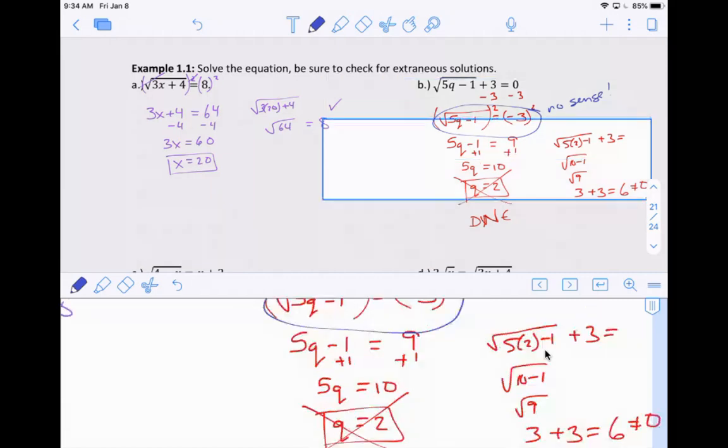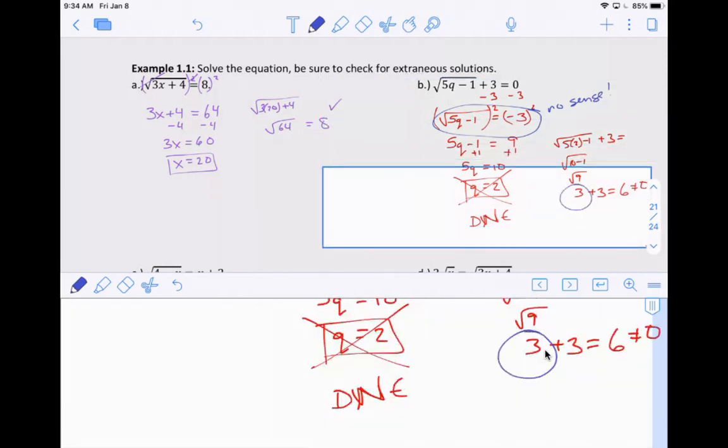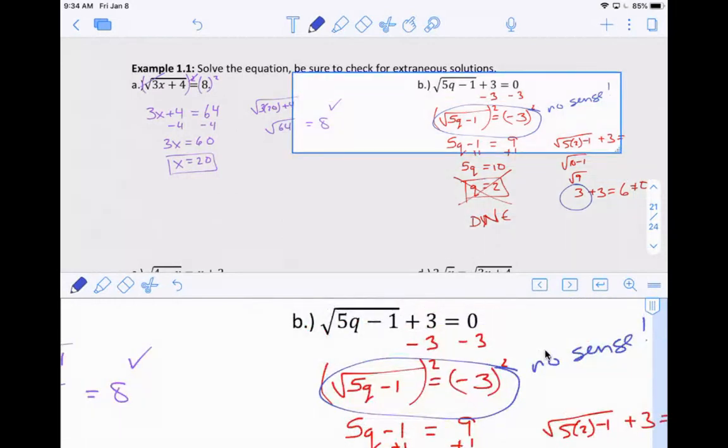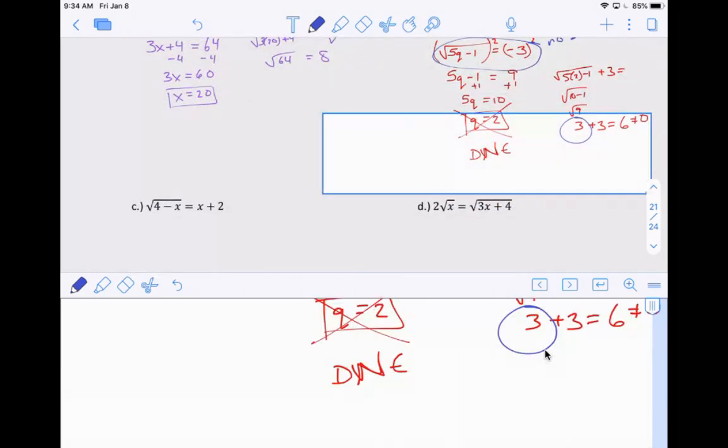This was supposed to end up being a negative 3. Do you see that? Negative 3 plus 3, in fact, does equal 0. But because we squared it, we got rid of that negative part, and we basically broke it. Okay, we didn't break it, but the math broke it. Okay, so it doesn't work. Our answer actually would be D and E.